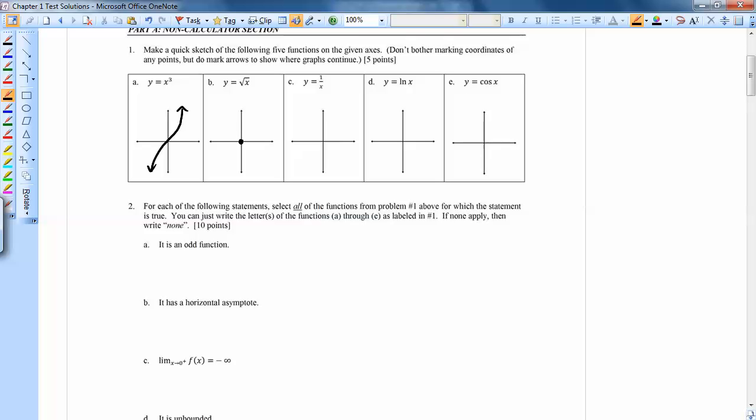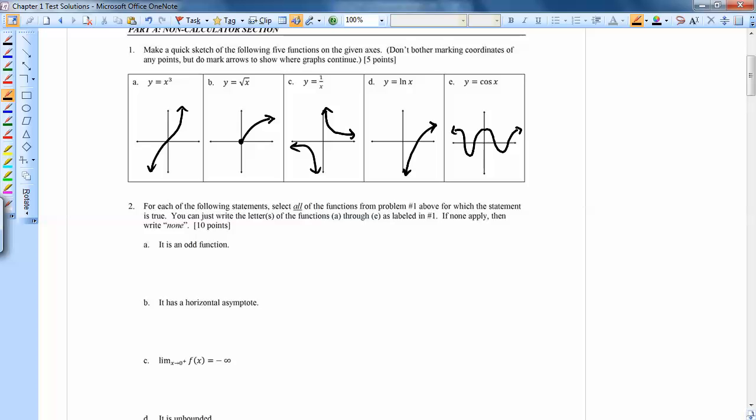Root x starts at 0, 0, and then increases kind of like that. 1 over x has the two parts that look like this. Ln of x starts out at 0 but never actually reaches 0, and it goes upwards like this. It's got a vertical asymptote at 0. And cosine x starts at 1, and then it kind of cycles around like this. Okay.